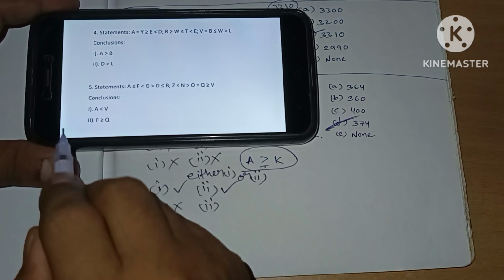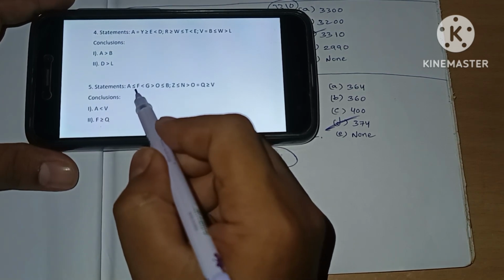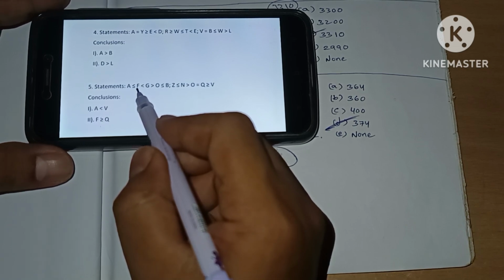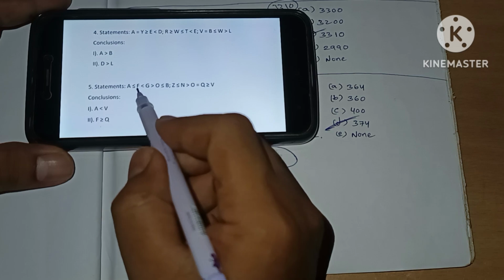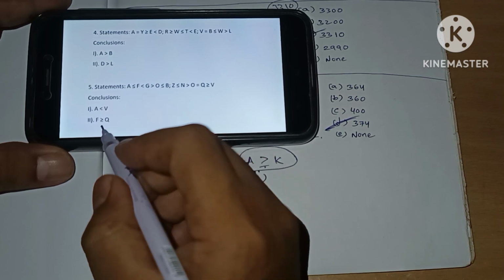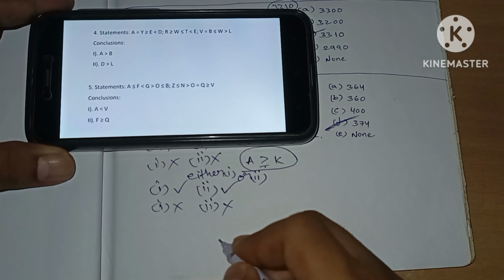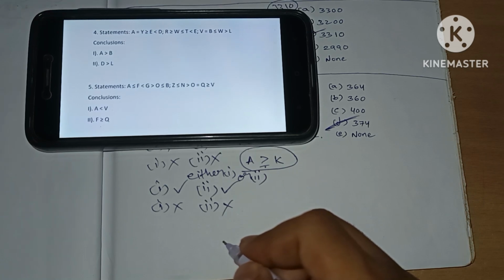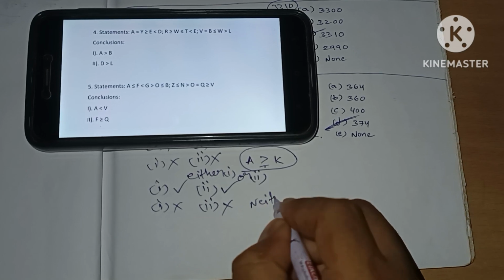Second conclusion, the flow from F to Q. From F we can reach A, only A. So we cannot reach Q. So the second conclusion will be false. So the answer here is neither one nor two.